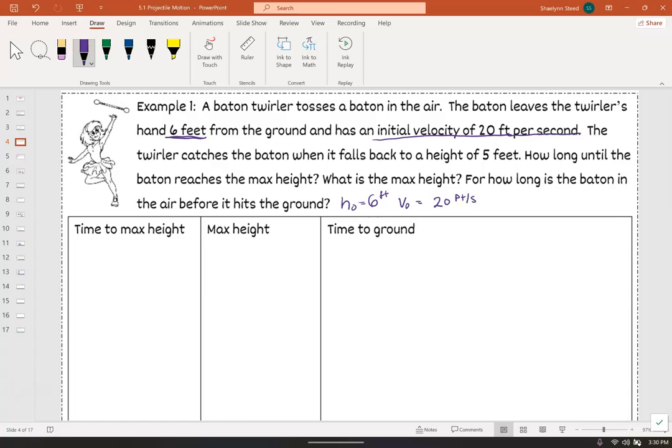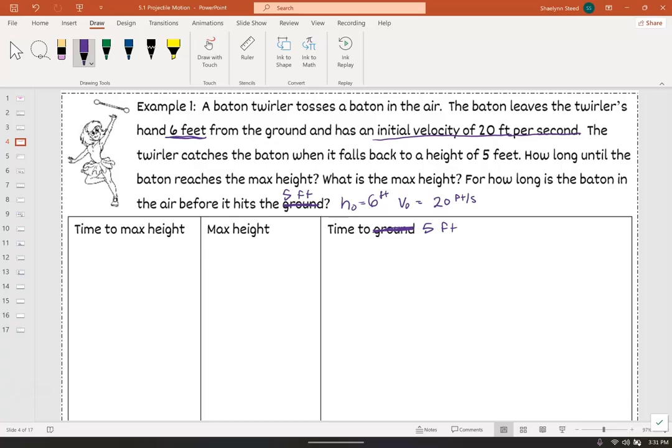The twirler catches the baton when it falls back to a height of 5 feet. So our ending height is 5 feet above the ground. So time to 5 feet is what this should say. How long until the baton reaches the max height? So what is max height? What would that look like in this parabola? What is the max height? So how tall did it get? And for how long is the baton in the air before it hits 5 feet? Because it gets caught before it hits the ground.